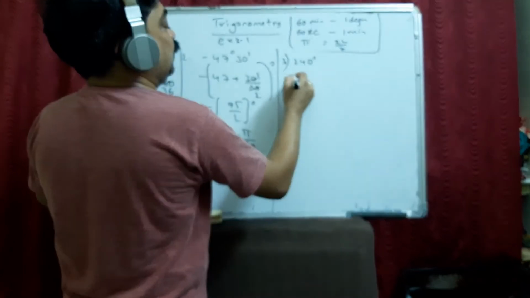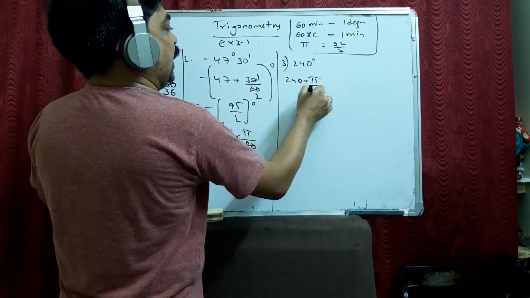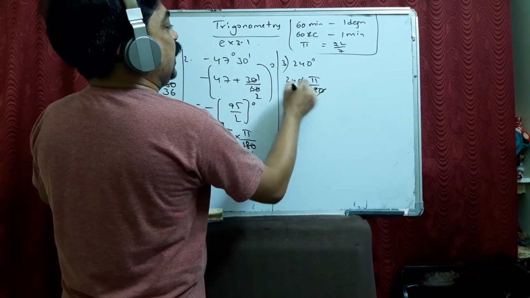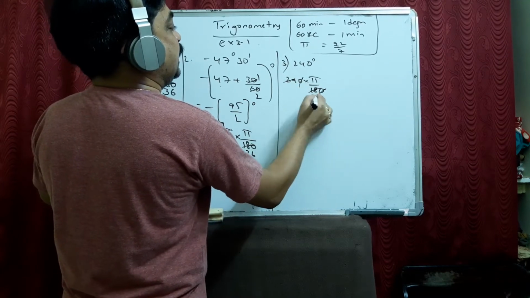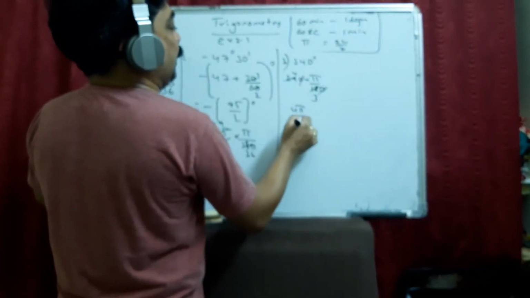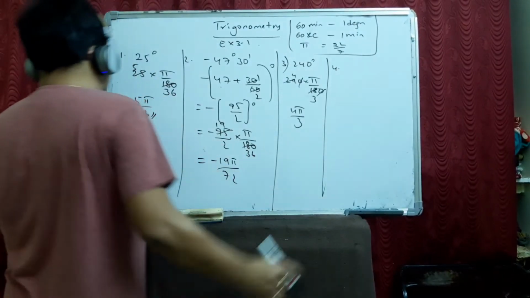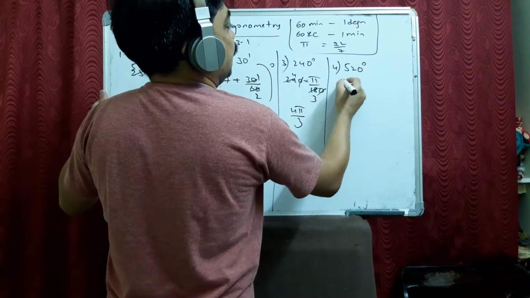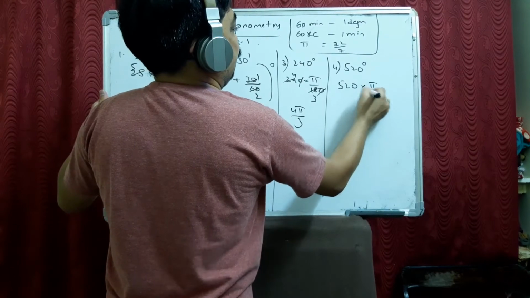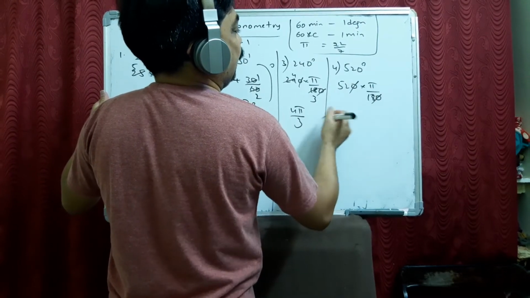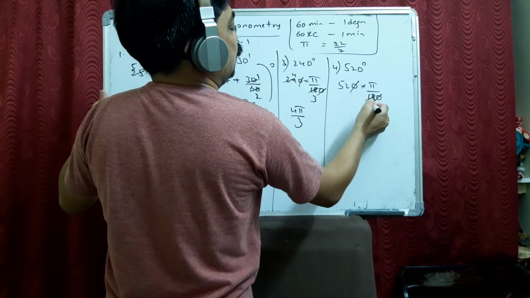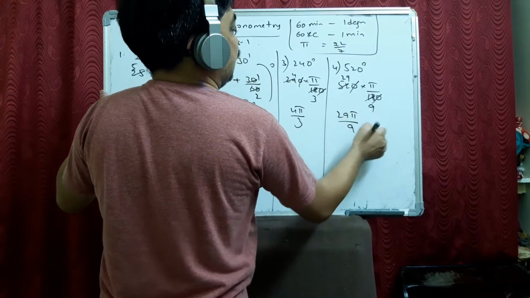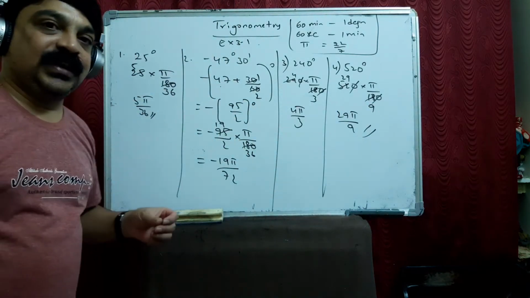240 degrees, 240 into pi by 180. As usual, the process gives 4 pi by 3. Fourth one, 520 degrees. 520 into pi by 180. Simplifying, it is 26 by 9, so 26 pi by 9. So these are the conversions to radians.